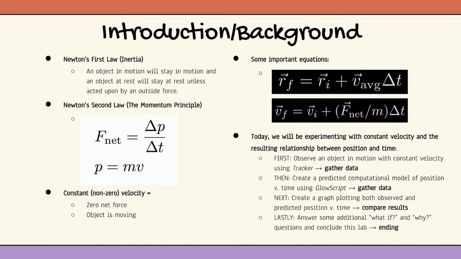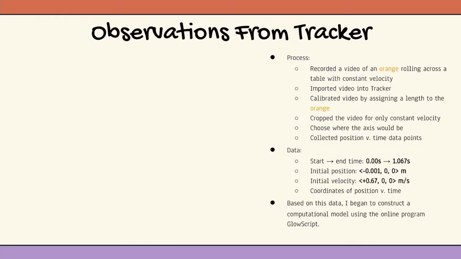So today we're going to be experimenting with some of these ideas and the resulting relationship between position and time. So first, we're going to observe an object in motion with constant velocity using Tracker. I decided to use an orange. Then we're going to create a computational model of this orange moving using GlowScript. Next, we're going to create a graph plotting both observed and predicted position versus time coordinates of said orange and compare the results. Lastly, we'll answer some additional questions and conclude the lab.